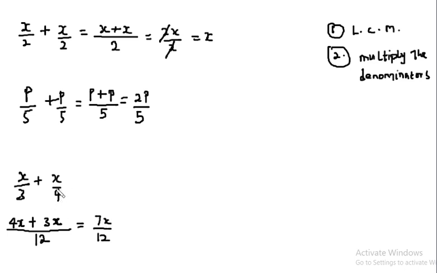In this same case, even if you had multiplied the denominators or you had taken the LCM, the answer will still be 12. So if you had said 3 times 4, the answer will still be 12. If you had said LCM of 3 and 4, the answer will still be 12 here.